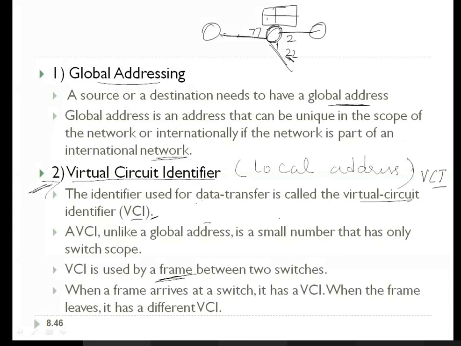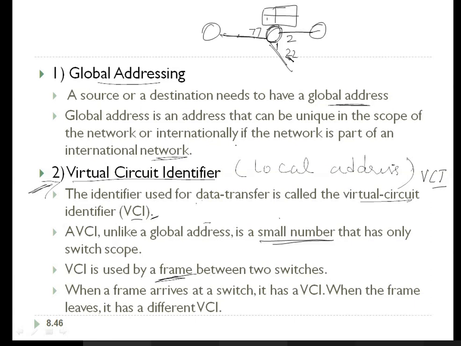Just remember here VCI means each link is assigned a unique number. Unlike a global address, a VCI is a small number, because we are just connecting a small set of devices, that has only switch scope. Maybe you recall that in the previous class I played one video that tells the difference between a switch and the router. Here VCI is used by a frame between two switches.